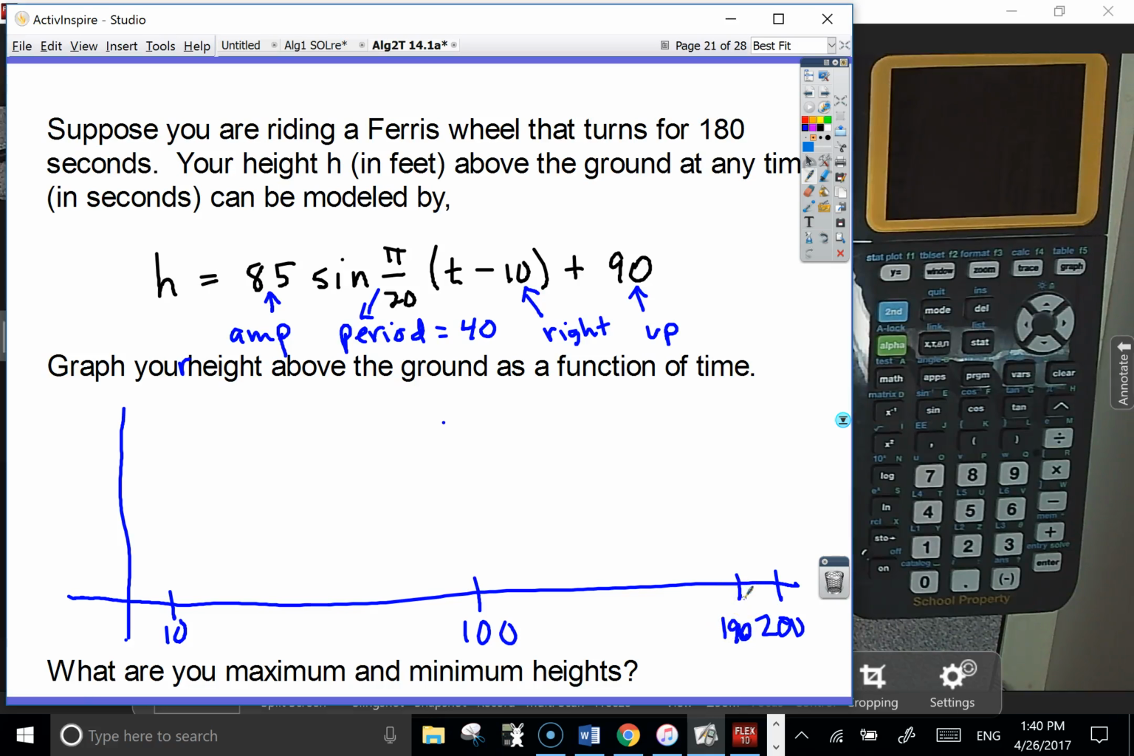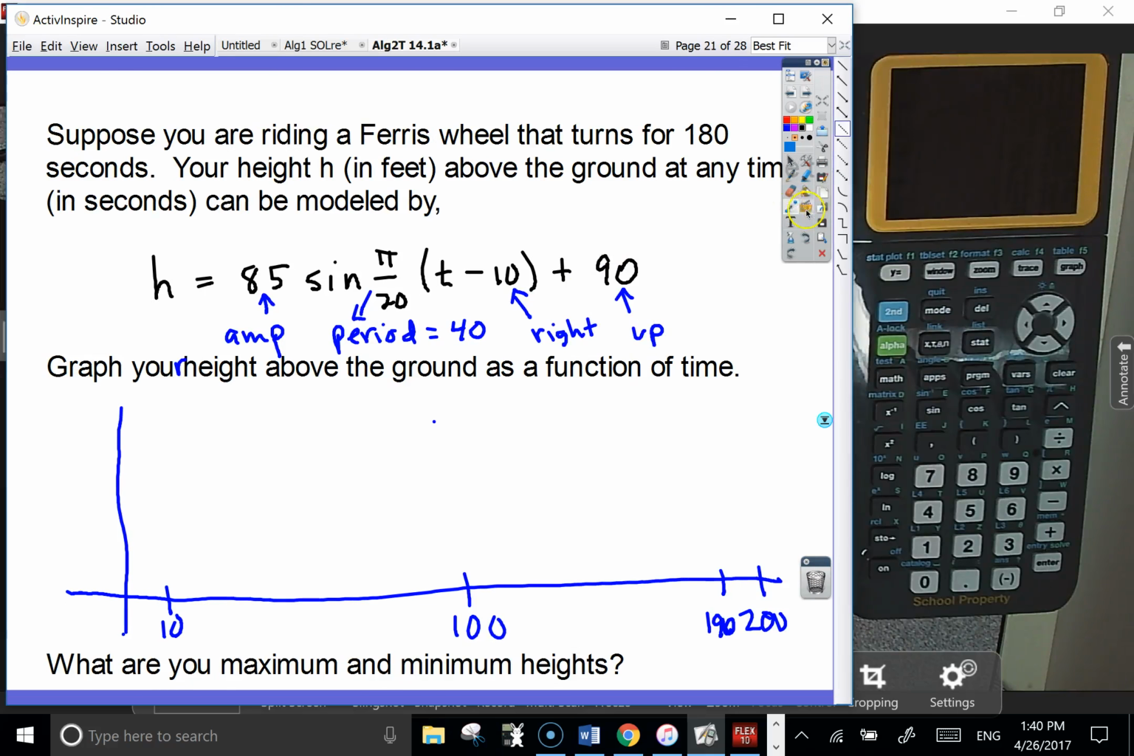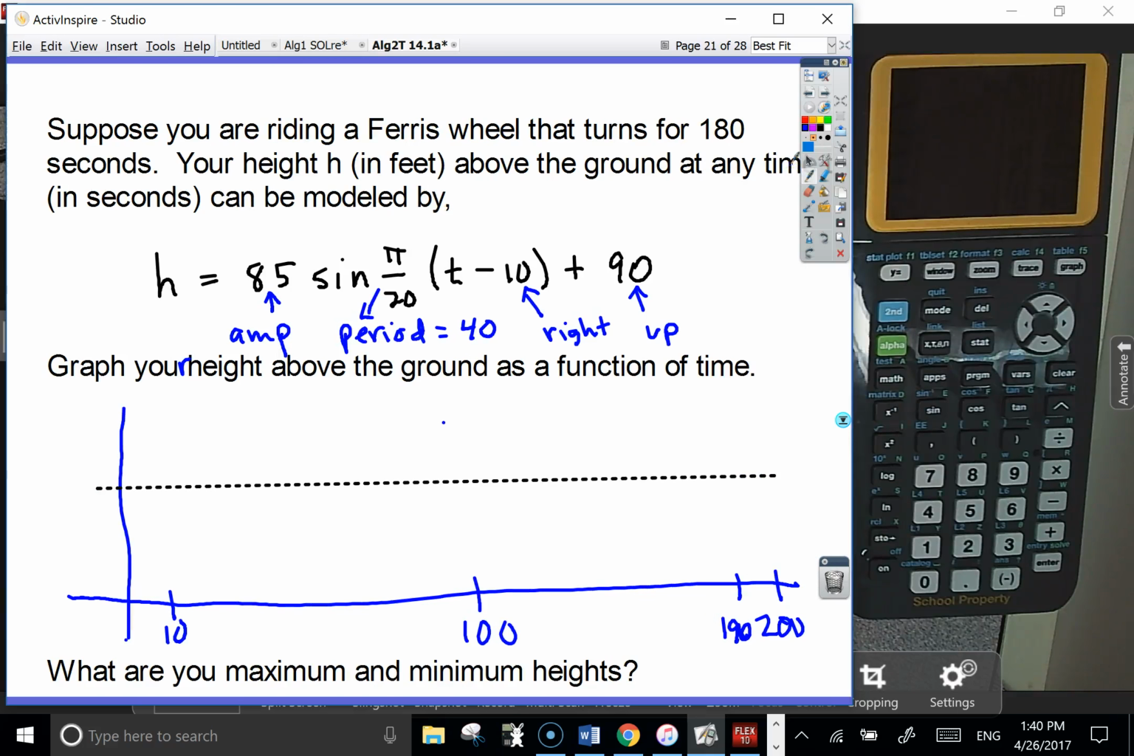Okay, the vertical shift is up 90, so let me draw that line in there. So I'll make it up 90 is like this. So that is a 90.